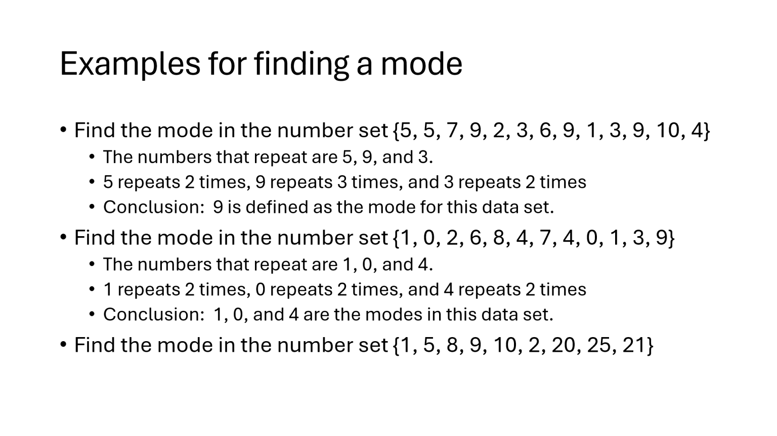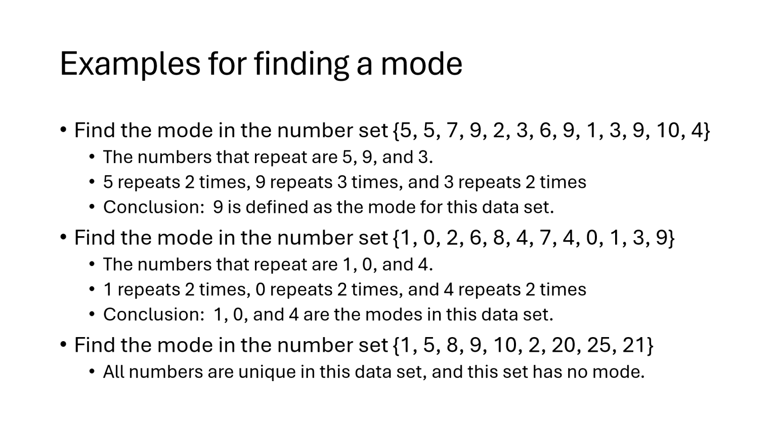The third example, find the mode in the number set 1, 5, 8, 9, 10, 2, 20, 25, 21. And so all these numbers are unique in this data set. There are no repeating numbers, and so therefore this set has no mode.